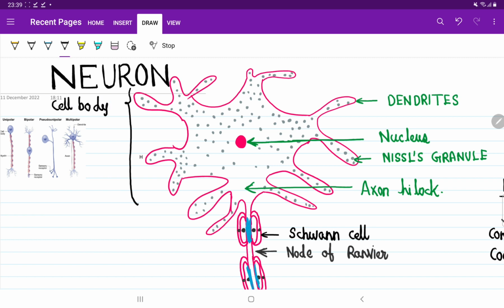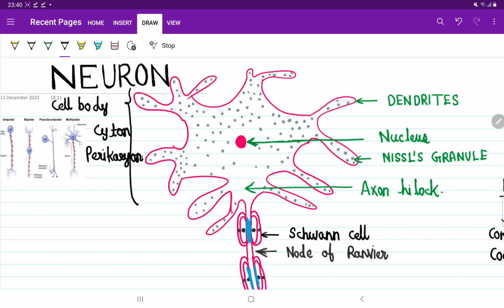or you can call it the cyton. It has a nucleus, and this structure is surrounding the nucleus. That's why we call it the perikaryon. Peri means surrounding, karyo means nucleus. So you can say cell body, or cyton, or perikaryon, it is the same thing.